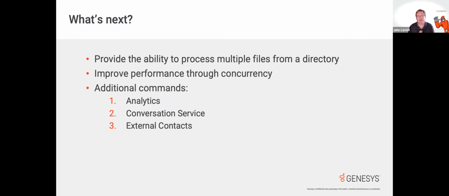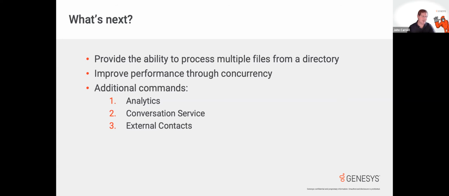Okay, so what's next? Probably our top list is that we want to be able to provide multiple files from a directory, to process multiple files from a directory and simplify some of the bulk loading we do. We're looking at how we can improve performance through concurrency while still keeping below our rate limits. And we're really going to be spending some time building out additional commands.